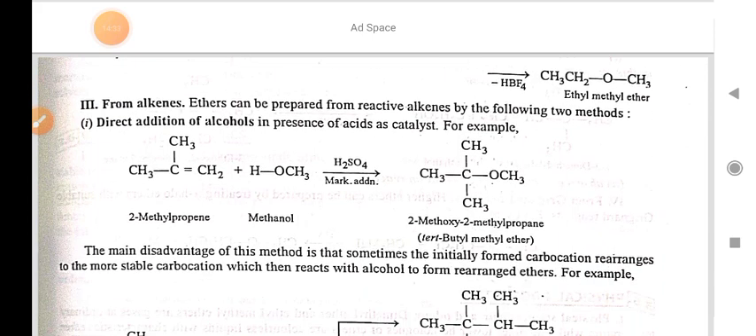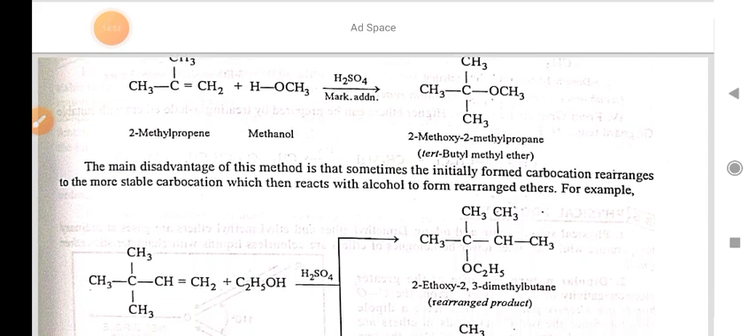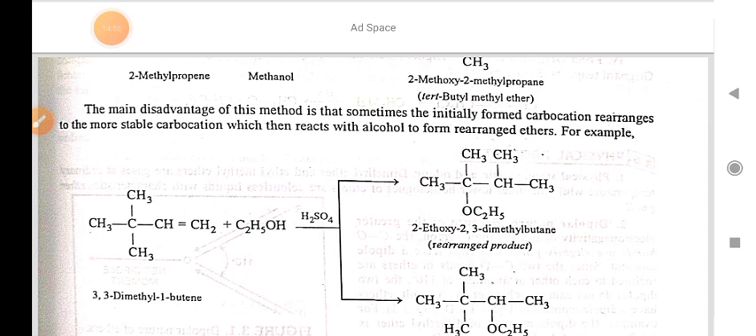From alkenes, ether can be prepared from reactive alkenes by the following two methods. First, direct addition of alcohols in presence of acids as catalyst. For example, 2-methylpropene plus methanol gives 2-methoxy-2-methylpropane on reaction with sulfuric acid, and these reactions occur with the Markovnikov addition rule. The main disadvantage of this method is that sometimes the initially formed carbocation rearranges to the more stable carbocation, which then reacts with alcohol to form rearranged ethers.